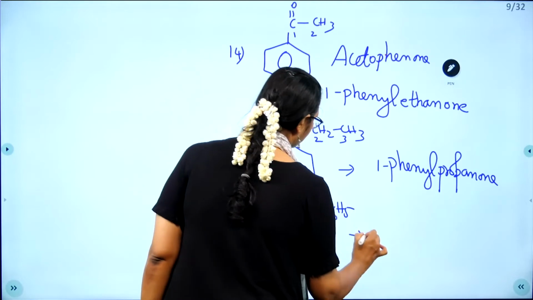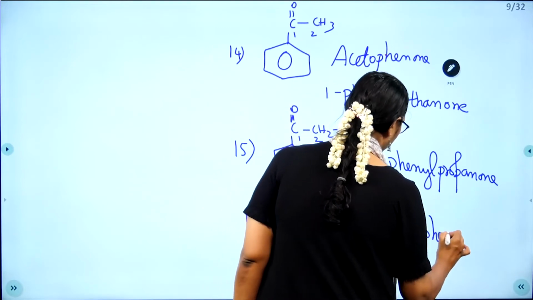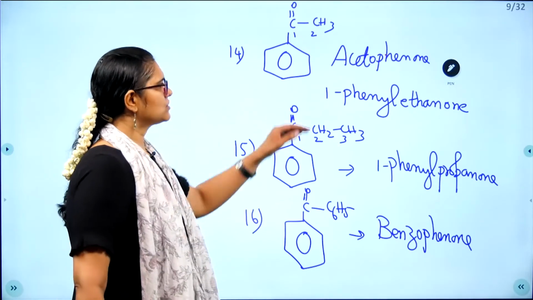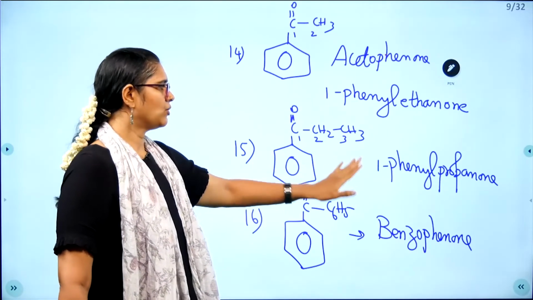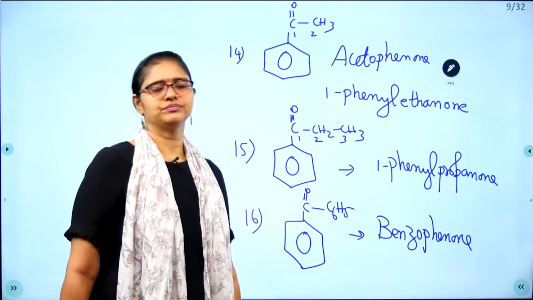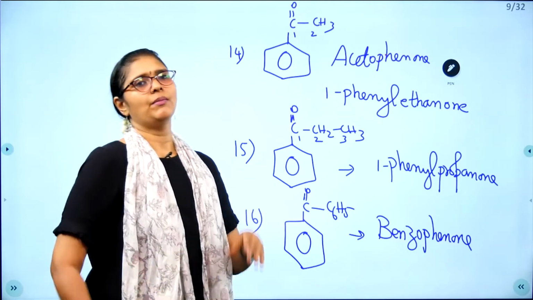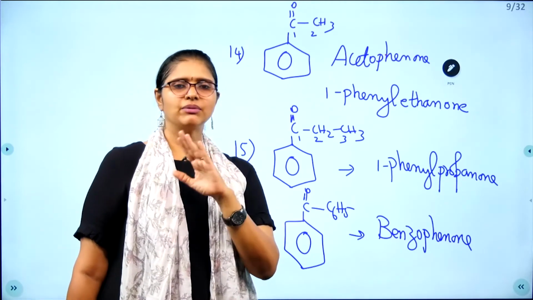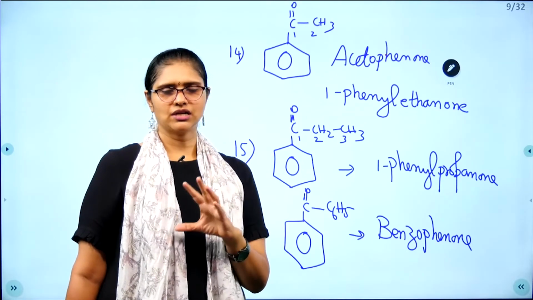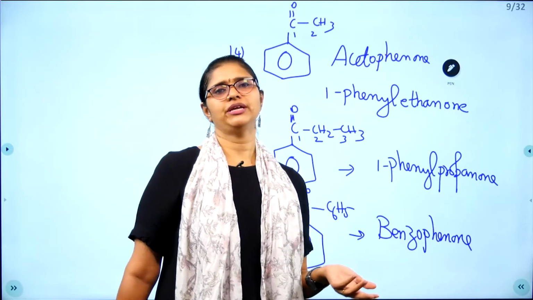Now you have benzene ring, right? So it is benzophenone. Benzophenone. Okay. So acetophenone, it's nothing but 1-phenyl ethanone, 1-phenyl propanone, and 16th one is benzophenone. Okay. So ketone contains C double bond O. Of course, even in the aldehyde you can see C double bond O, but on either side of C double bond O, what is there? You have to check on that. Okay. One side R, another side H, it is aldehyde. Both sides R, it is ketone. One side R and another side OH, it is going to be acid.